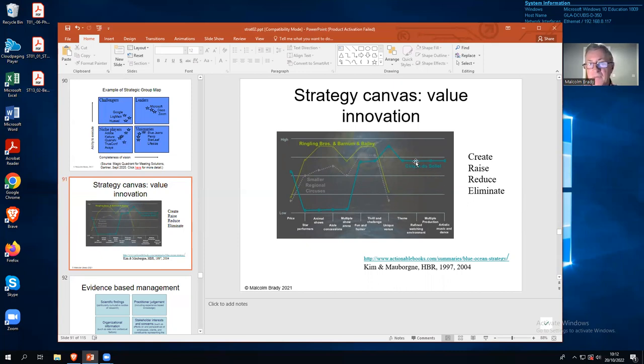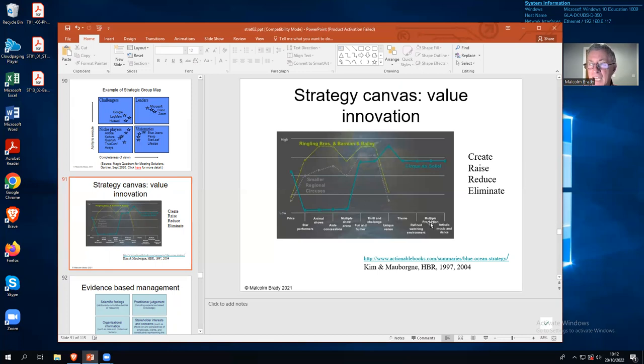And they take their particular example, they were taking Cirque du Soleil, and they're plotting Cirque du Soleil on these dimensions against traditional competitors in that industry, in the kind of circus spectacle industry, okay? And you can see straight away that they are much lower in some dimensions here. And indeed, they've pretty well eliminated these dimensions from their business. So this is the rubric that Kim and Mauborgne offer: create, raise, reduce, and eliminate.